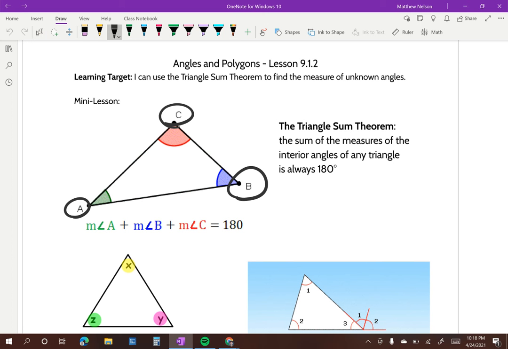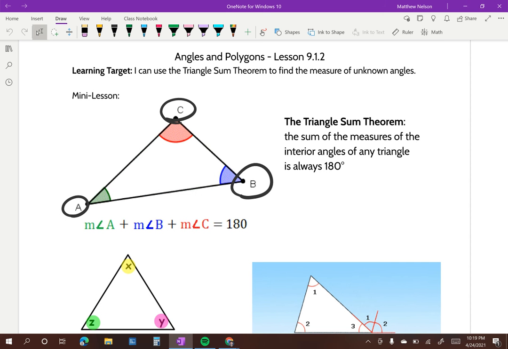So hopefully you've got this out. If you're online, you're going to have to click on that link to access it. And so our learning target was finding the triangle sum theorem to find the measure of unknown angles.